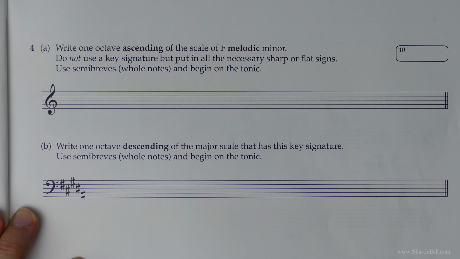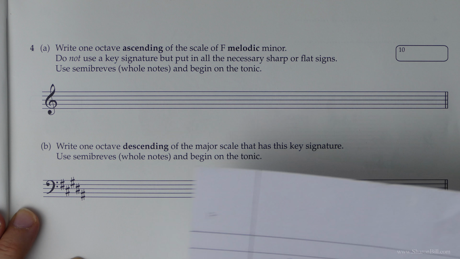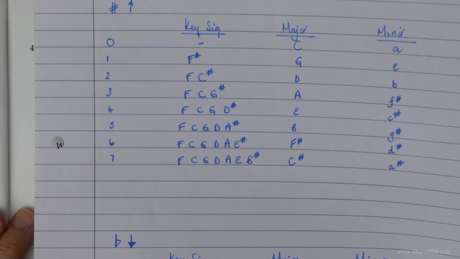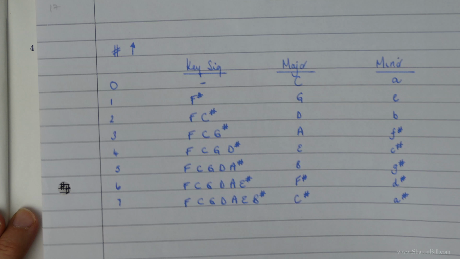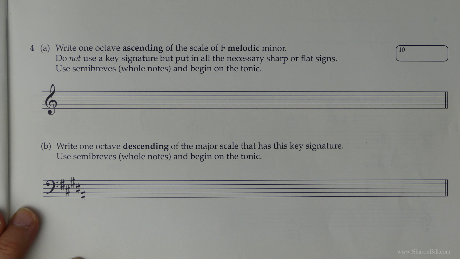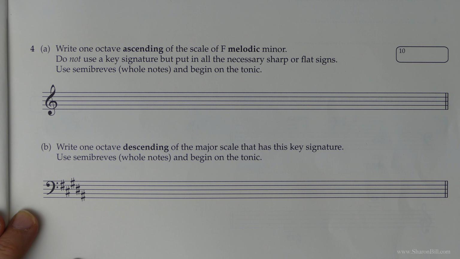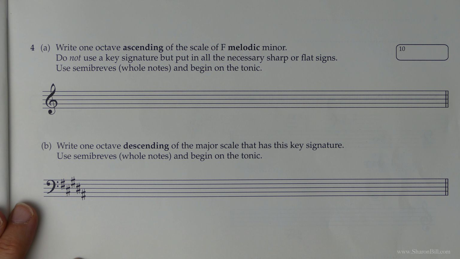I do suggest that you make a note before you start a paper of all of your key signatures, your circle of fifths, for all your major and minor keys, and that way you've only got to think of it once and then you can just keep referring to it. In the exam you do get a piece of scrap paper, so make use of it. And so now we're going to have a look at question 4 and we'll make these scales happen.